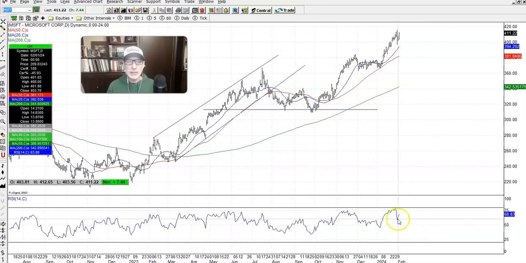The RSI, not completely overbought. I mean, it had a little overbought here, and then it had a pullback. So people bought up that little bit of a pullback. All right. Now, if you have other stocks that aren't following along with the general market, don't feel bad.